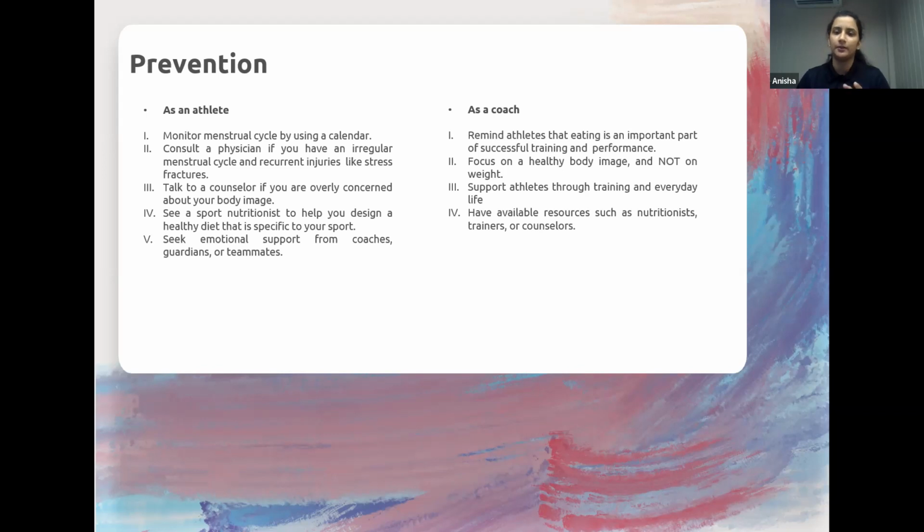Secondly, focus on healthy body image and not on weight. If an athlete complains that I'm putting on weight, always counsel them that it is about maintaining a certain image or a certain composition rather than maintaining low weight or being slim and trim. Third is support athletes through their training and everyday life. If an athlete is going through a lot of pressure or they are discussing certain issues, as a coach, you should always support them positively. If they are not willing to do a certain thing, give them a rest day or advise them to take appropriate rest whenever necessary.